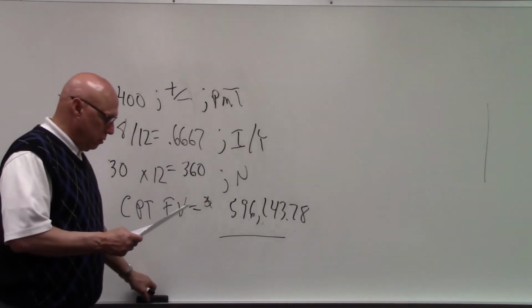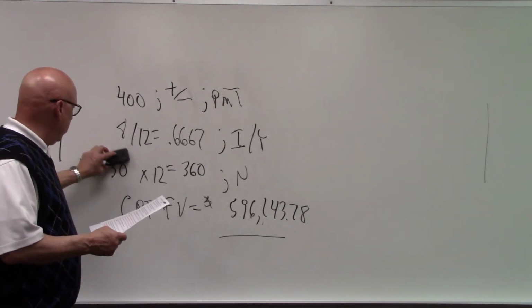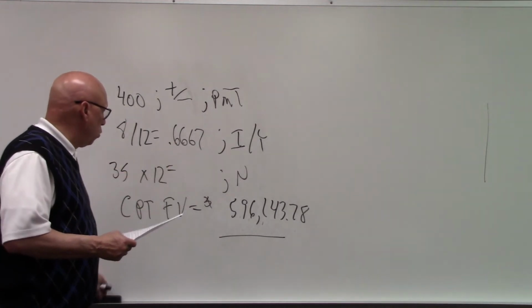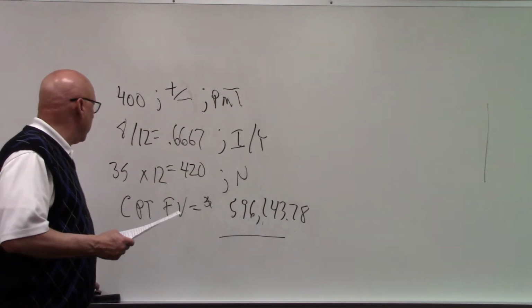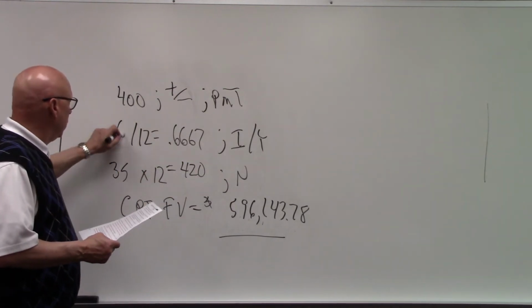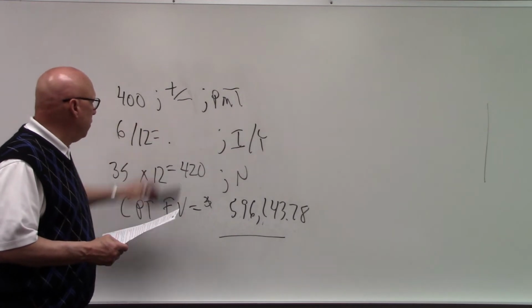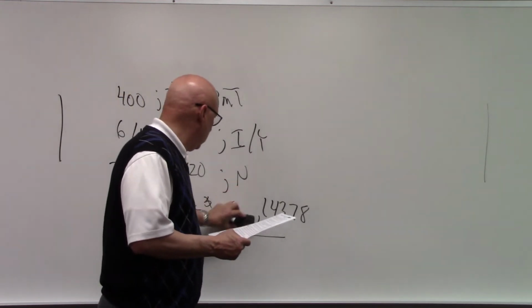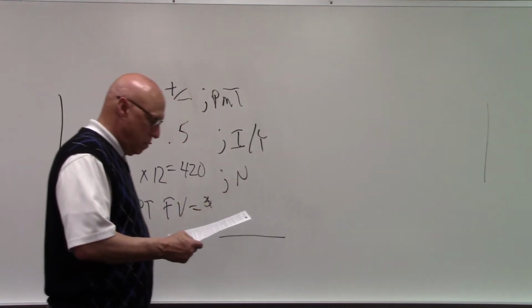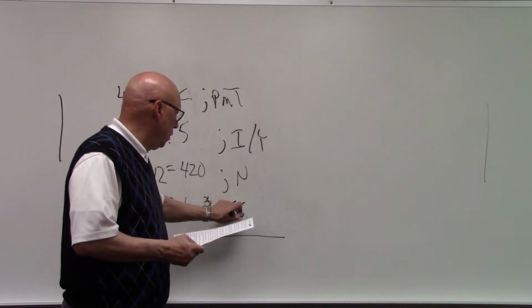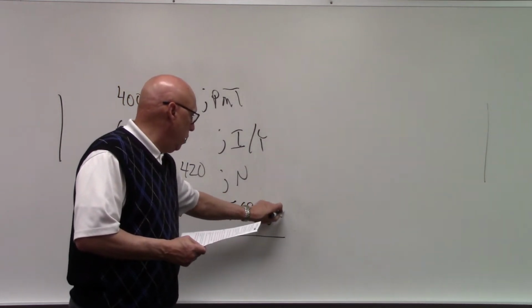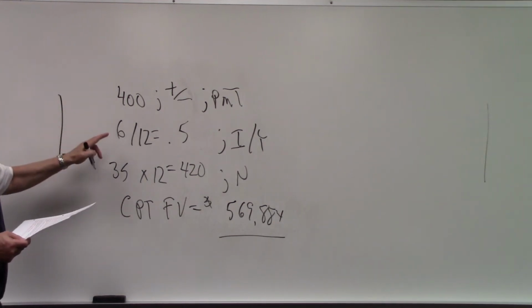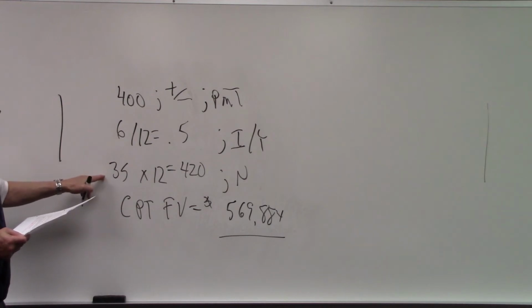All right, so now let's take this back to 35. Take this back to 420. But we're going to cut this to 6%. And this to 0.5. And this goes to $569,884. All right, 400 a month, 6% annualized, 35 years.